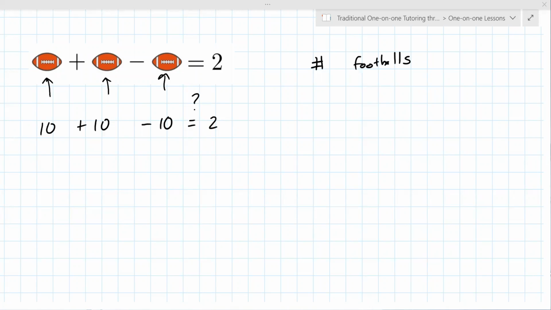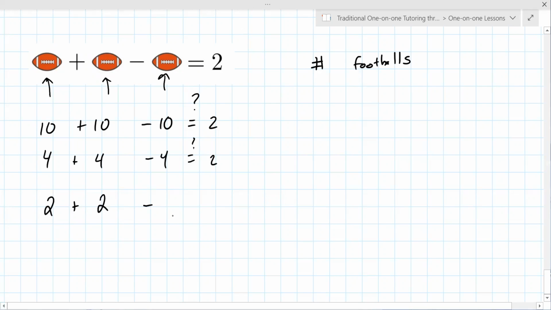One plus 5 minus 3. They have to be the same number though. Let's say it was 4 plus 4 minus 4. Does that equal 2? No. It has to be the same number. 2 plus 2 minus 2 equals 2. So there you go. The number of footballs is 2.